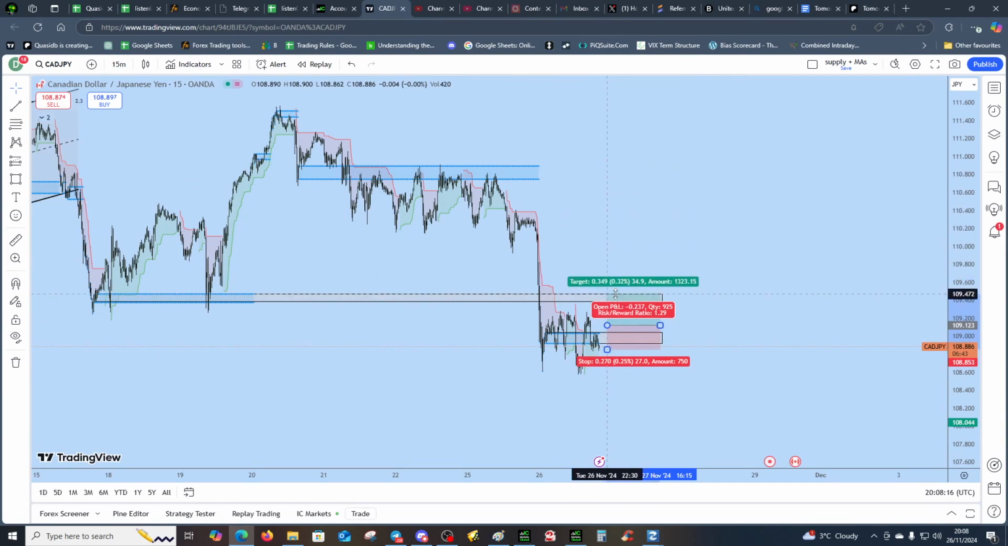You could do something like that. It's still a decent trade. Bring that down a bit. You enter in here to 2R. It's okay. So there's two options.